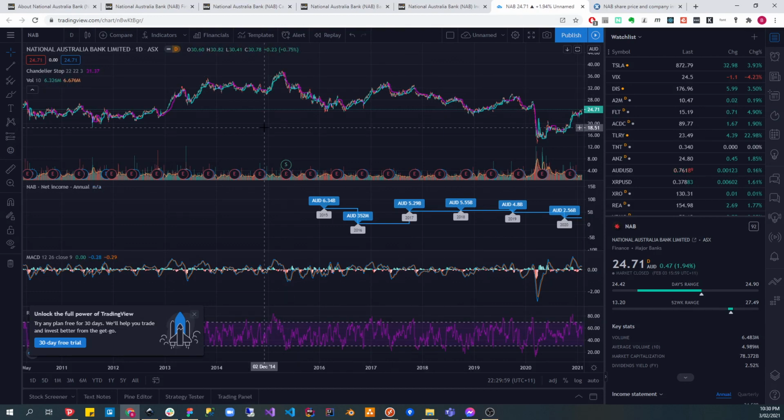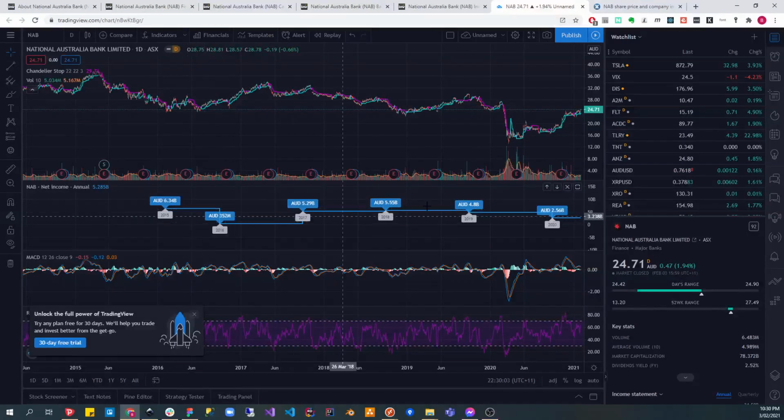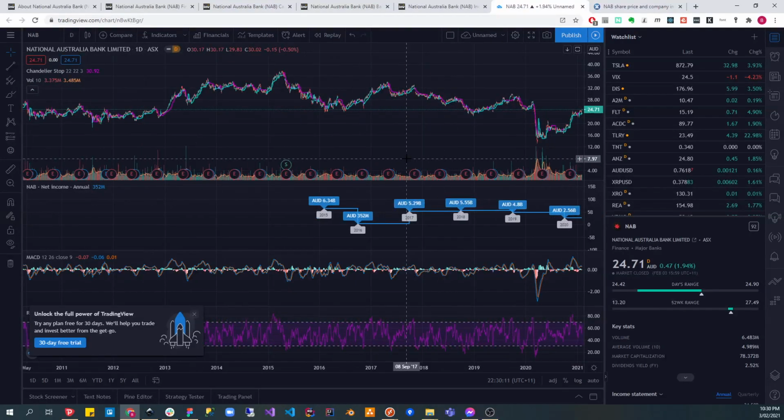Now it's only 24.71. And looking at the net income down here, it's not a good sign. So it must have recorrected. Again, I'm kind of on the side of Commonwealth Bank. The other competitive thing about Commonwealth Bank is that it has a higher dividend yield. This one only got 2.74%.